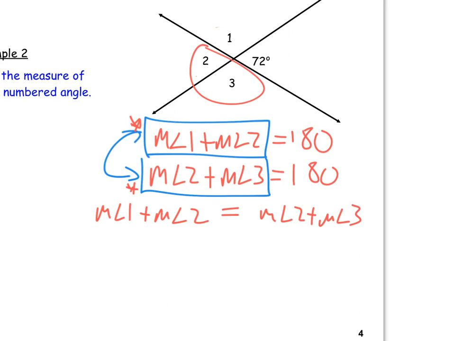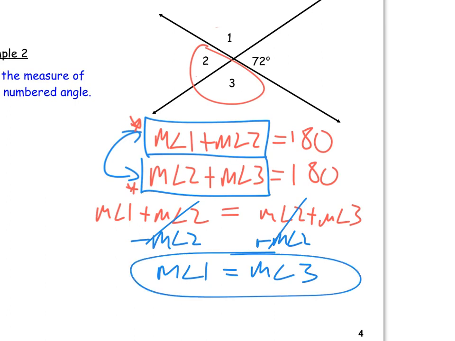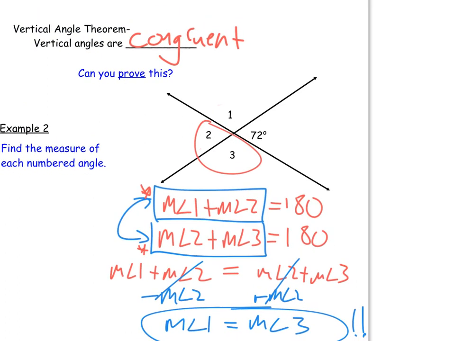And then last but not least, let's go ahead and subtract whatever the measure of angle 2 is. I don't know what it is. Let's subtract that, and we get this. Those go away, and we're left with the measure of angle 1 equals the measure of angle 3. So 1 and 3 are the same, and that's kind of what we were hopefully expecting. So these vertical angles 1 and 3 have to be the same.